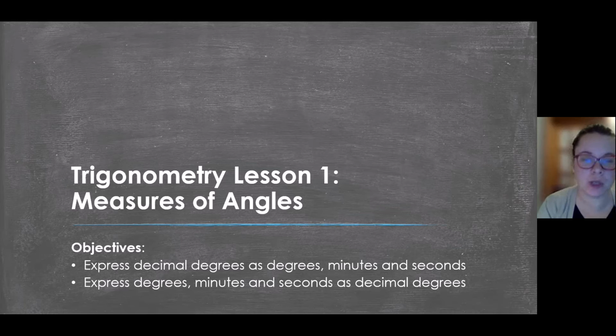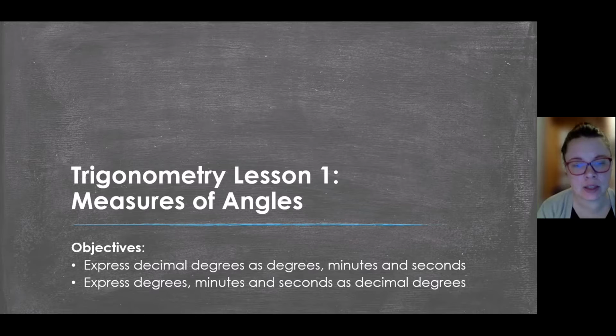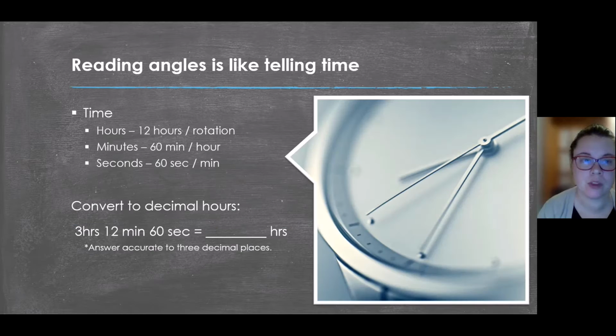In this lesson, we're going to look at two different methods we use to measure angles, and specifically we're going to spend some time with angles measured in decimal degrees and switching them to degrees, minutes, and seconds, and vice versa. So that's our primary objective today, and then we're going to do a few operations with those degrees, minutes, and seconds. So reading angles is really just like telling time.